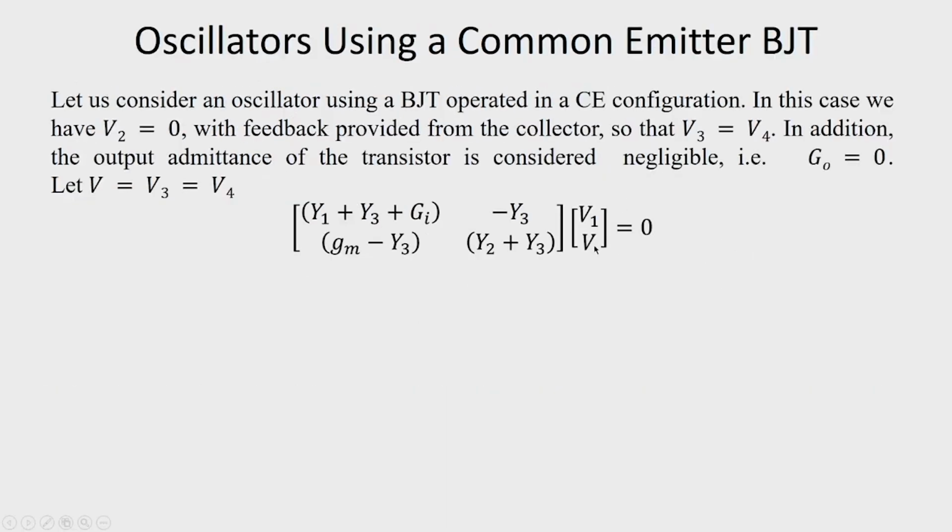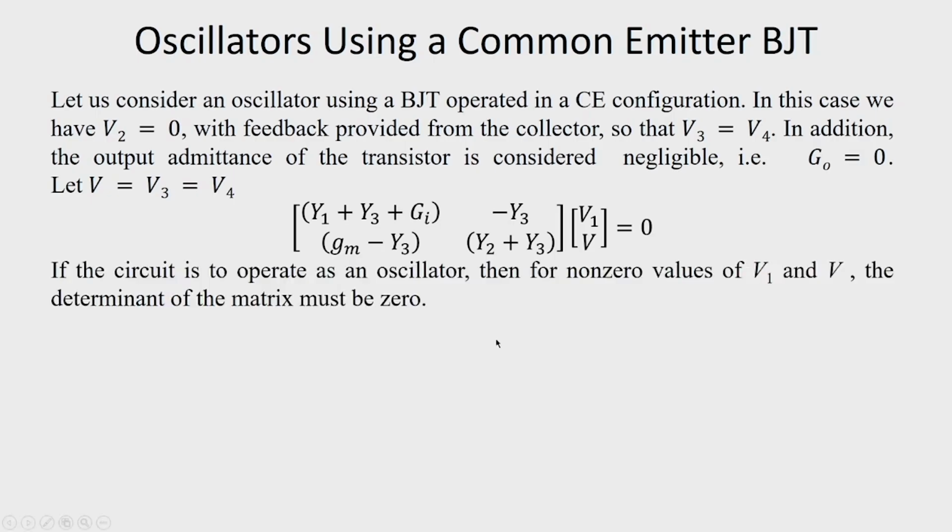Please note that we have put V3 equal to V4 equal to V. If this circuit is to operate as an oscillator, then we must have non-zero values for V1 and V, and in order to have this, the determinant of the matrix must be 0.